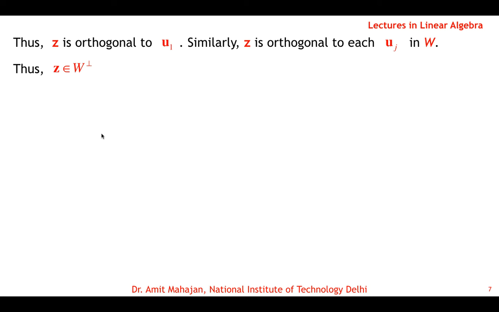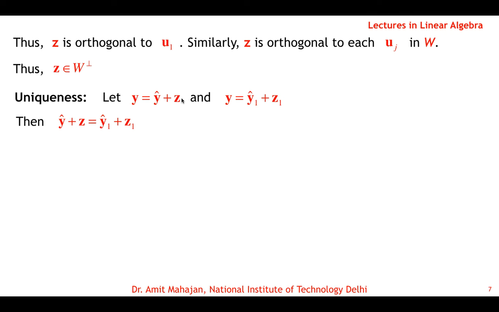Now the third thing we need to prove is that the decomposition y equals y cap plus z is unique, okay. So let, if possible, there be two decompositions. y can be written as y cap plus z, and y can also be written as y1 cap plus z1, where y cap belongs to W and z belongs to W perpendicular, and y1 cap belongs to W and z1 belongs to W perpendicular space. Because y can be written as this as well as this, these two must be equal, okay. So y cap plus z must be equal to y1 cap plus z1, and so we can take y1 cap to the other side and z to the second side. Okay, so we can rewrite this as this equation.